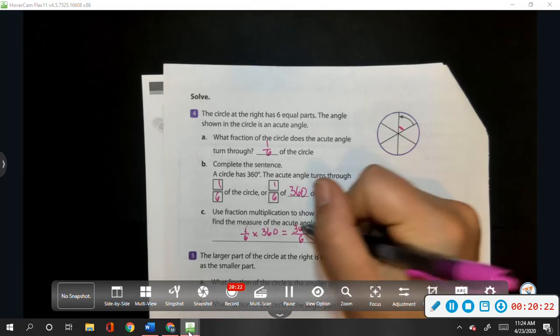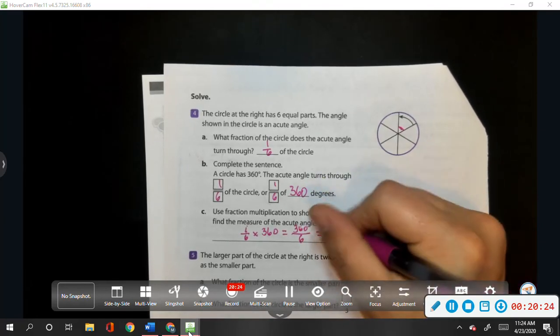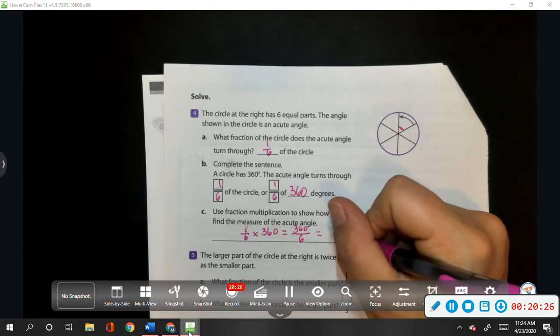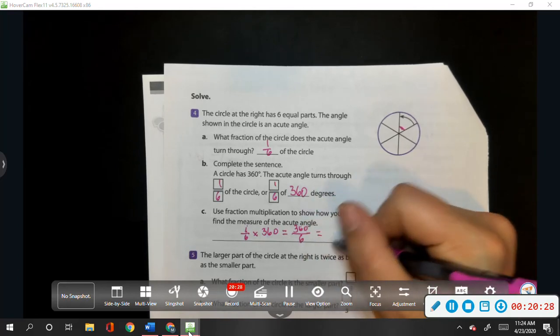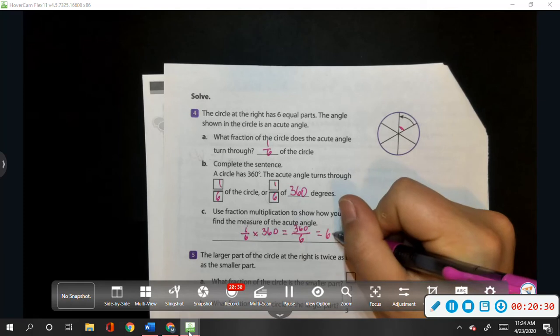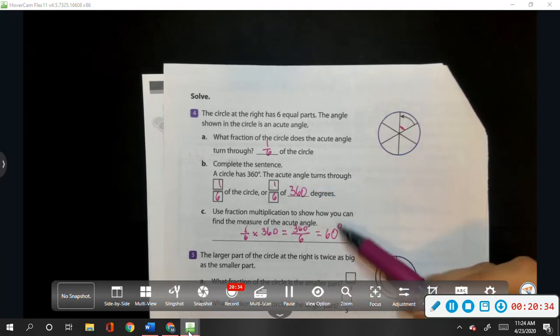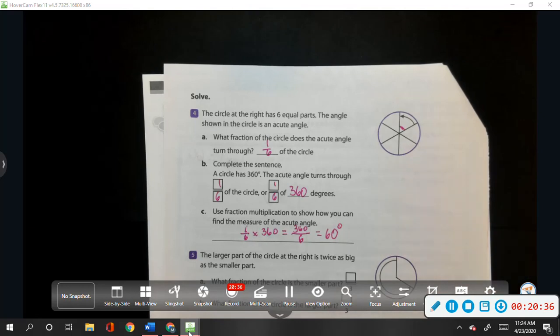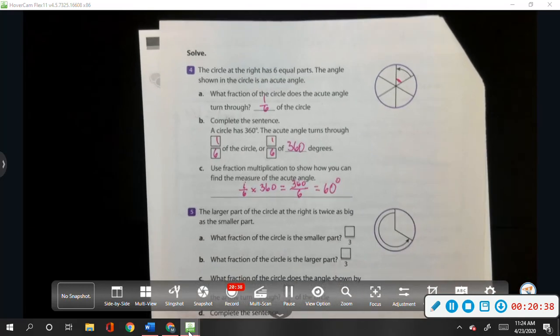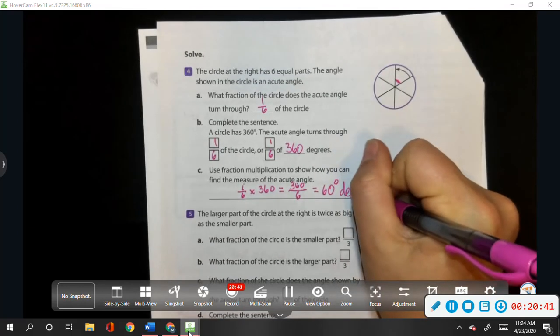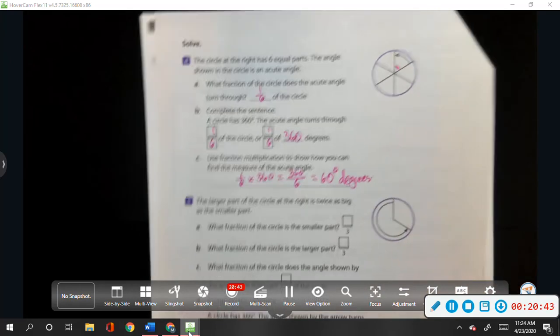We know that 6 goes into 36 6 times. And so 360 divided by 6 would be 6, and we have to add that 0 in, so it would be 60 degrees. And I'm going to put my little degree symbol right there, or you can write degrees. Like I said, I'm not being picky about that one.